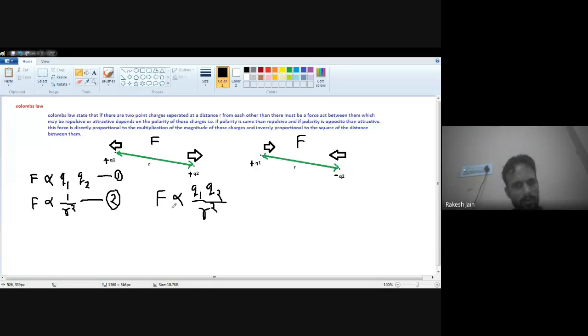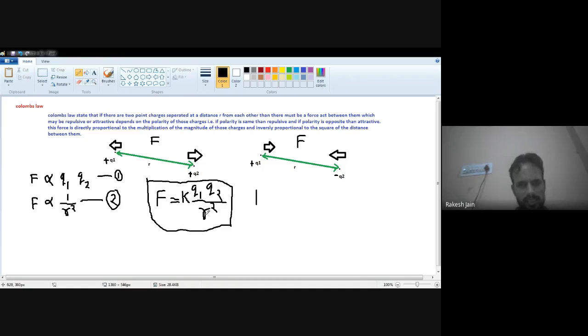We know that whenever we remove the proportional sign, there must be a constant which comes. So when we remove this proportional sign and write the equal to sign between them, there will be a constant which comes here. The constant is termed as K. So this is the formula of Coulomb's law: F is equal to K Q1 Q2 divided by R square, where the unit of force is Newton.